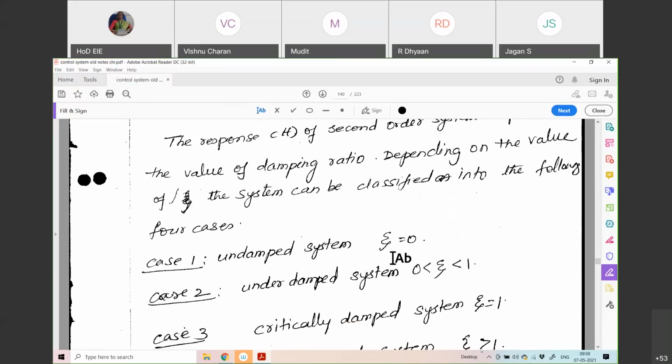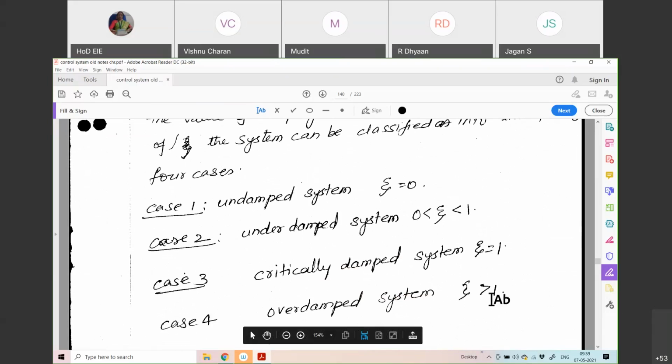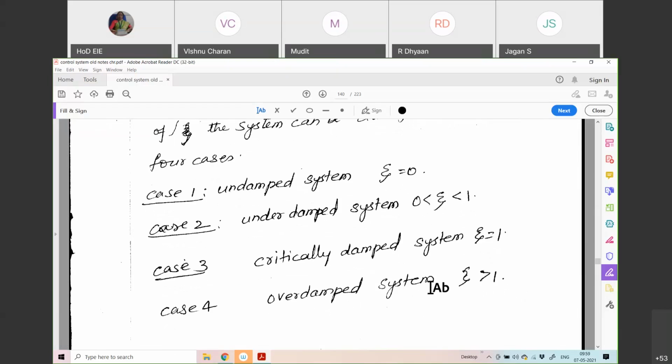Case 1, when damping ratio is equal to 0, is called an undamped system. Damping ratio between 0 and 1 is called an underdamped system. Damping ratio equal to 1 is called a critically damped system. And damping ratio greater than 1 is called an overdamped system. So these are the 4 types of second order systems possible, having different values of zeta. The responses for all these conditions one has to know.